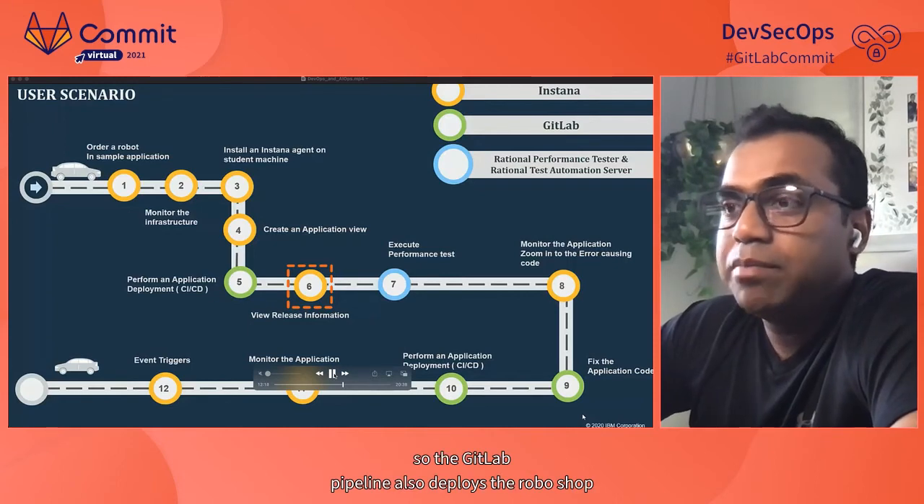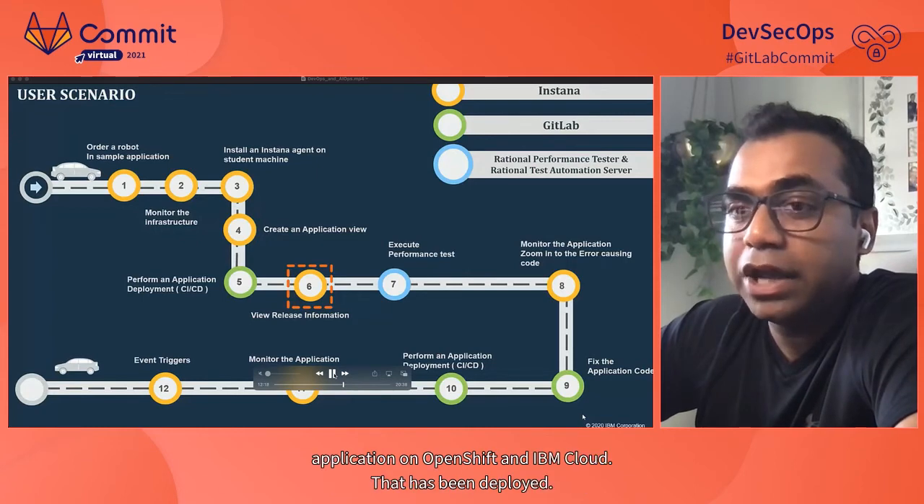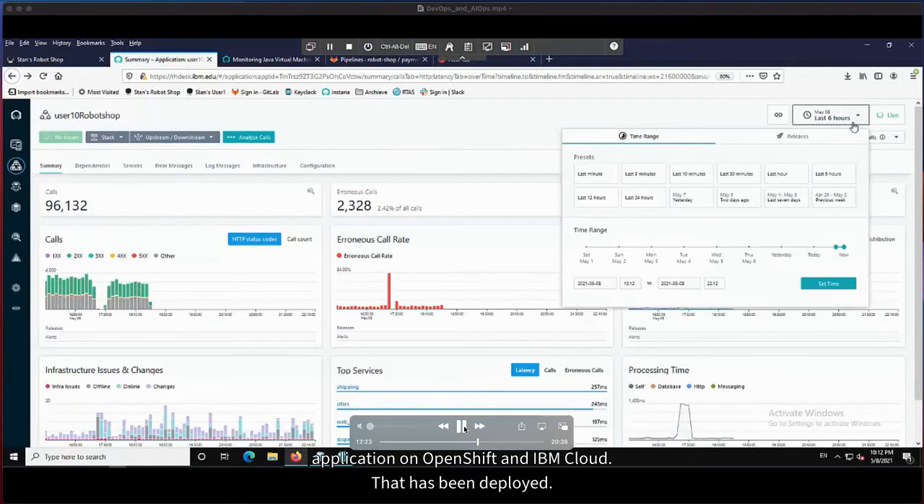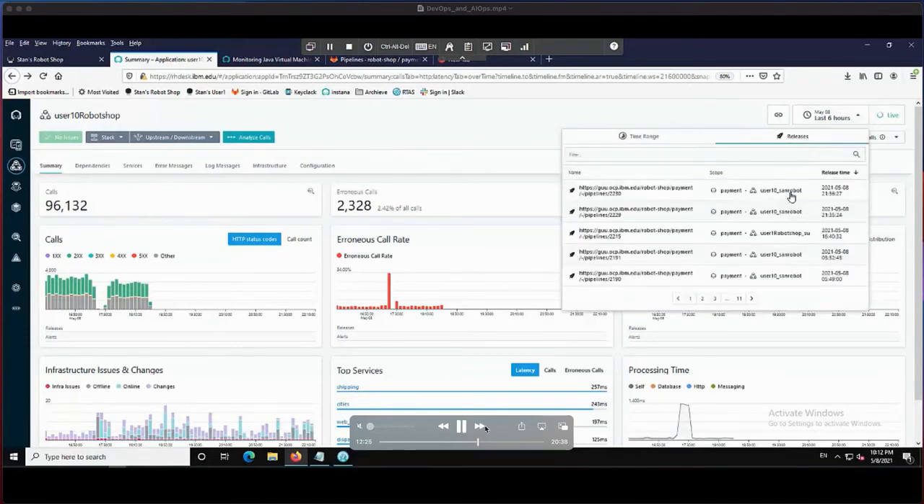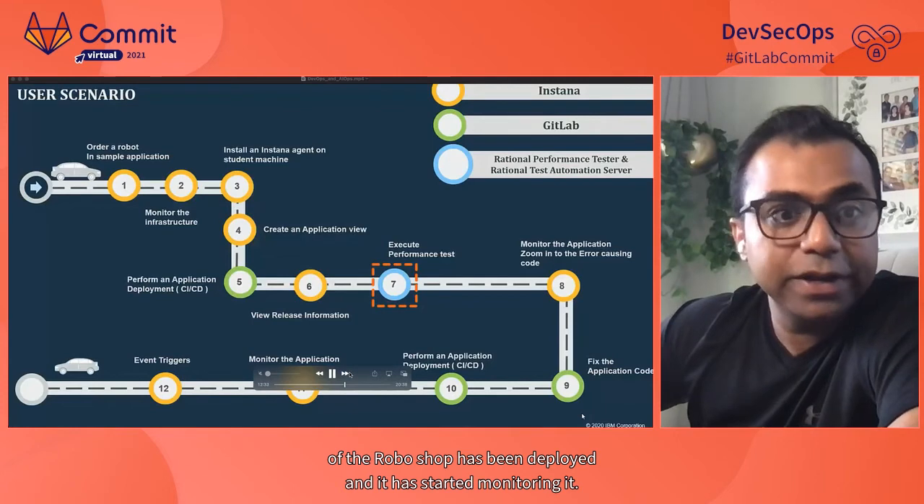So the GitLab pipeline also deploys the RoboShop application on OpenShift and IBM Cloud. That has been deployed. So we can just see that Instana now detects that the latest version of the RoboShop has been deployed and it has started monitoring it.